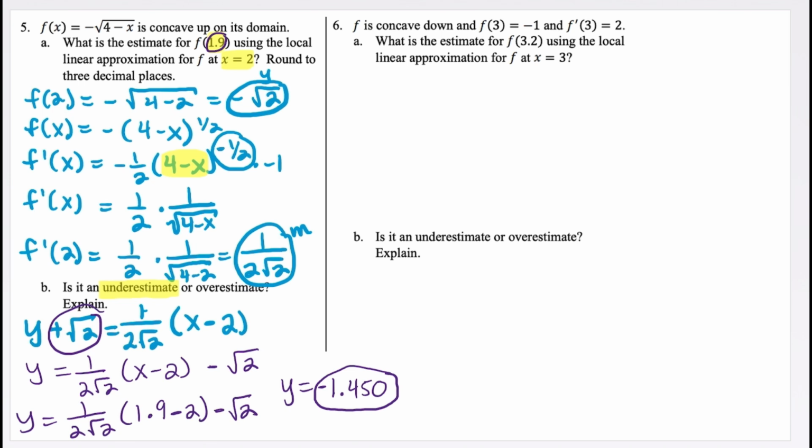So that's an underestimate, and the explanation would be that it's concave up. Therefore, the tangent line is underneath the graph. So any, of course, estimation using that tangent line is going to be below the actual graph. So it's going to be an underestimate.